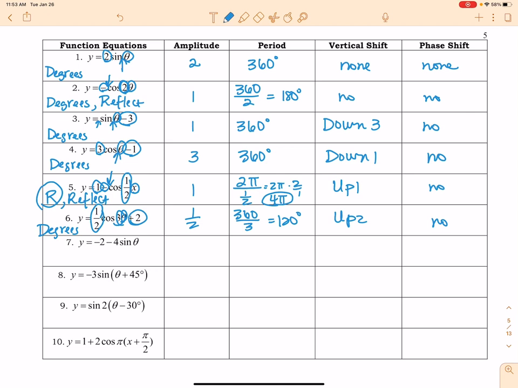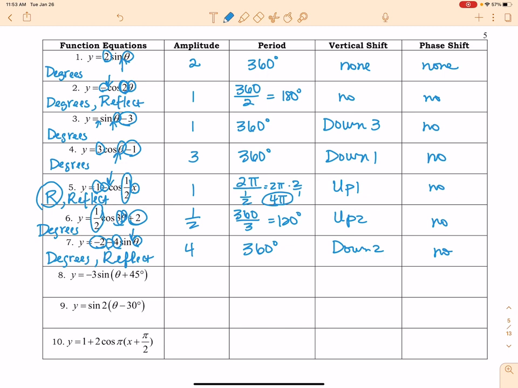Okay, number 7, y equals -2 minus 4 sine theta. We are in degrees then because of that. We do have a reflection because of that negative. The amplitude is 4. The period, there's no value between sine and theta, so the period's going to be 360. There is a vertical shift of down 2, and there's no phase shift.